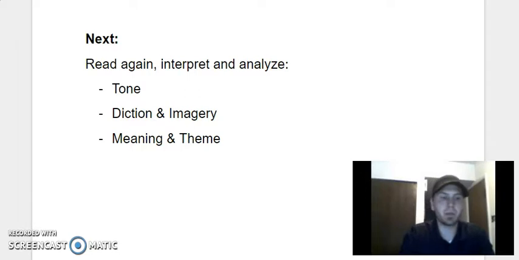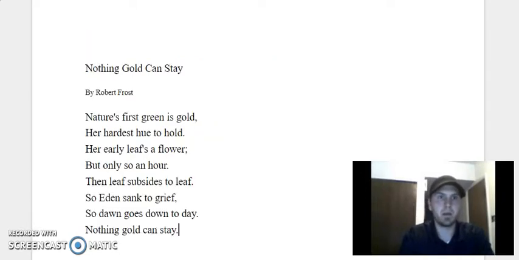Well, let's flip back to our poem and look at some of the diction and imagery we have. We have gold that stands out in this first line. We have an early flower, kind of giving the sense of that picturesque sunrise. Then down here into the second half of the poem, it maybe gets a little darker.